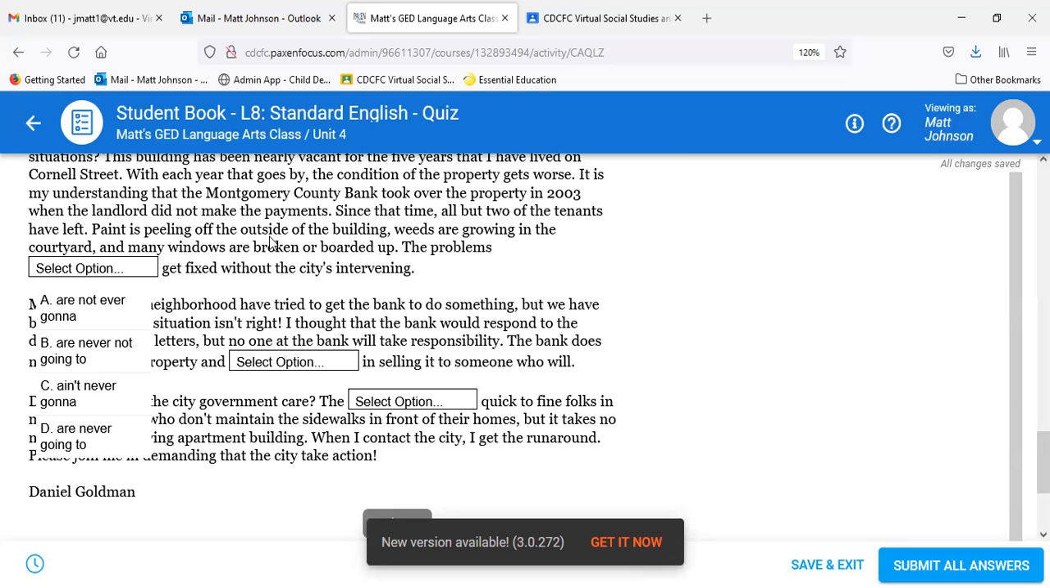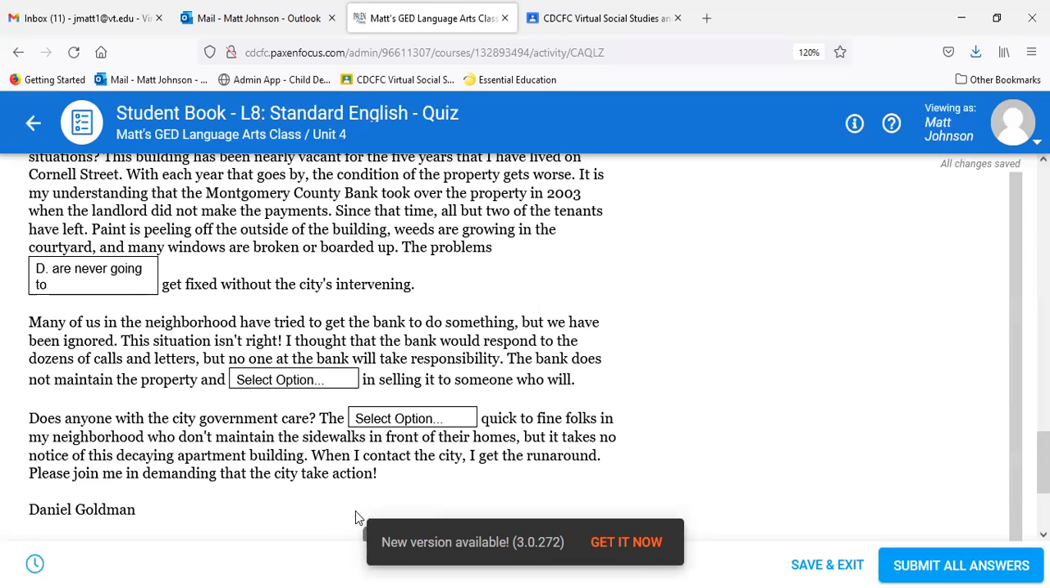Christiana. The problem. Is it B? It's D. Are never going. Right. So we're dealing with avoiding the double negative there. So the problems are never going to get fixed without the city's intervening.